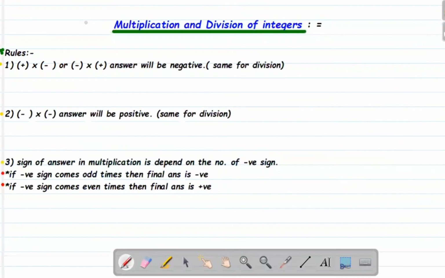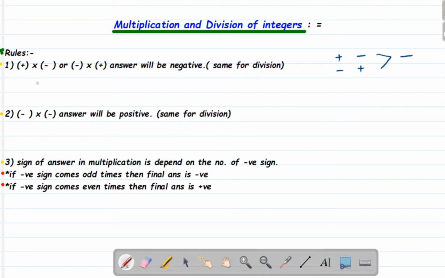Now let's have the next one, that is multiplication and division. This is the easiest and best part of integers. Here the very basic rule is that if one number is positive and another number is negative, or vice versa, then my final answer always comes out to be negative.